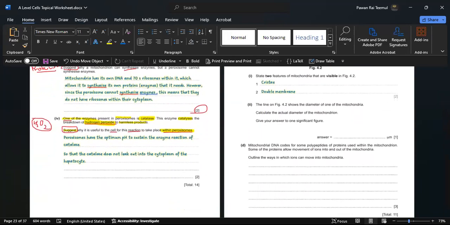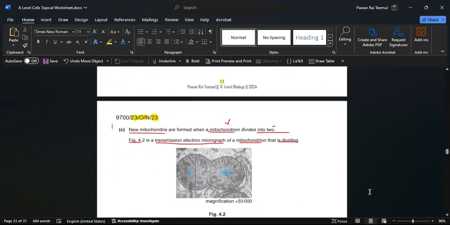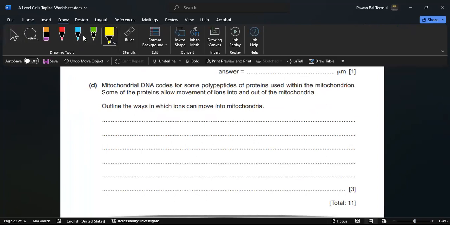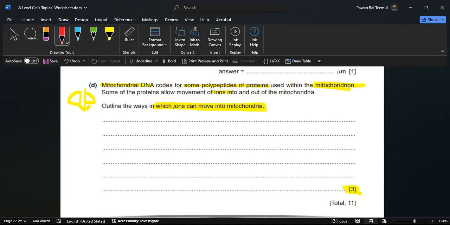Now the last question of today is that mitochondrial DNA codes for some polypeptides or proteins used within the mitochondrion. Yes, we saw that recently with the enzymes. Some of the proteins allow movement of ions, so it's talking about channel proteins, the ones that allow the passage of some substances. Outline the ways in which ions can move into the mitochondria. It's not really a chapter that we've already done, but we could get a first initial exposure to it. It's a 3 marks question.